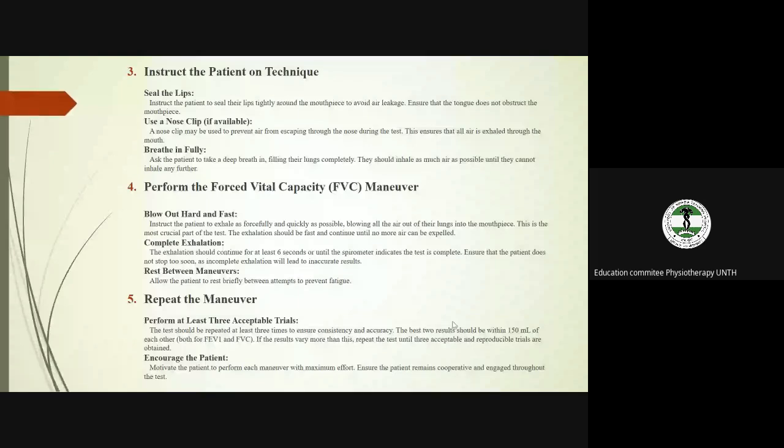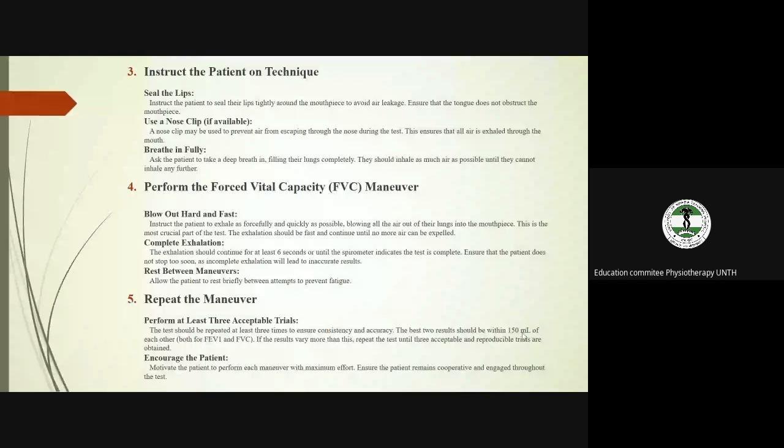Then complete exhalation. The exhalation should be continued for at least 6 seconds or until the spirometer indicates that the test is complete. Ensure that the patient does not stop too soon, as incomplete exhalation will lead to inaccurate results. So you make sure that the patient continues. Don't allow the patient to stop breathing out air. You encourage the patient, keep on blowing. Bring out all the air.